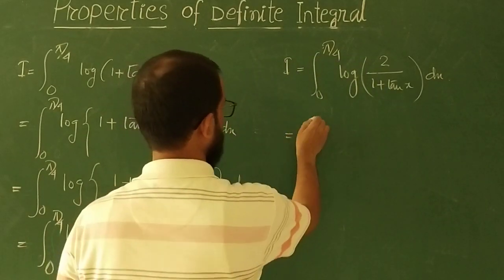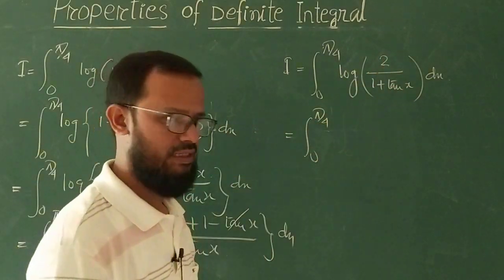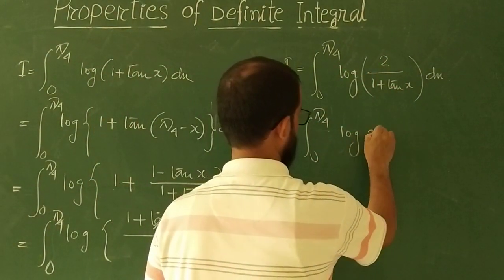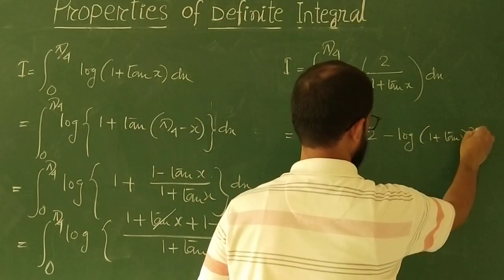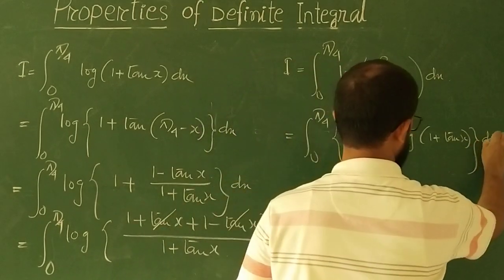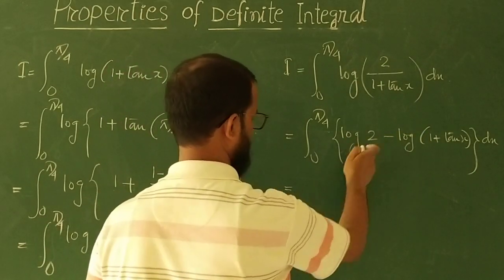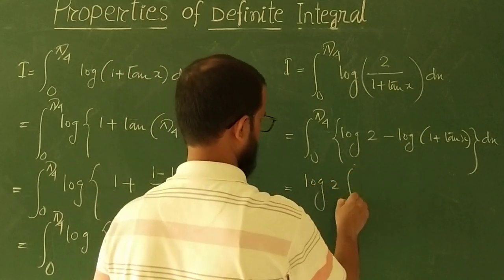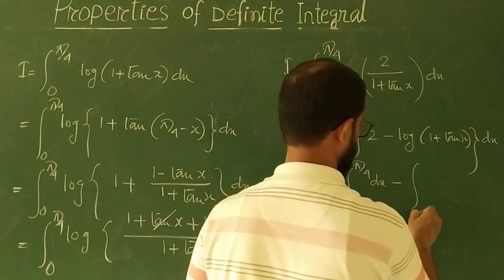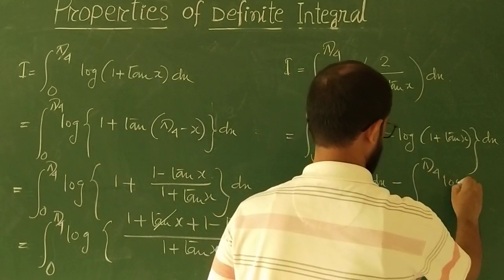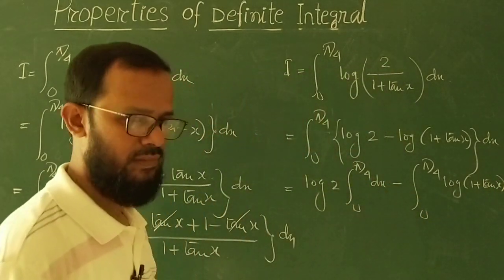ठीक है, which can be written as integral 0 to pi by 4. We know that log a by b equal to what? Log a minus log b. Apply this particular result. Log 2 minus log(1 plus tan x). Yes. Now separate the integral. Log 2 into dx. Log 2 तो कांस्टेंट है, ये बाहर आएगी. Log 2 into integration 0 to pi by 4 dx. One integral. Another integral is what? 0 to pi by 4 log(1 plus tan x) dx. Okay.